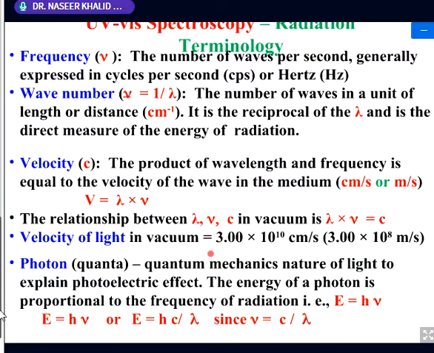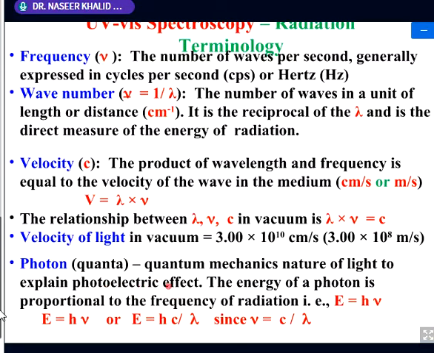Now, the velocity of light in a vacuum is fixed: 3 × 10^10 centimeters per second, or 3 × 10^8 meters per second. Coming to the photon, again, it is the energy quantum. The quantum measurement is the nature of light used to explain the photoelectric effect. So, this is the photon.